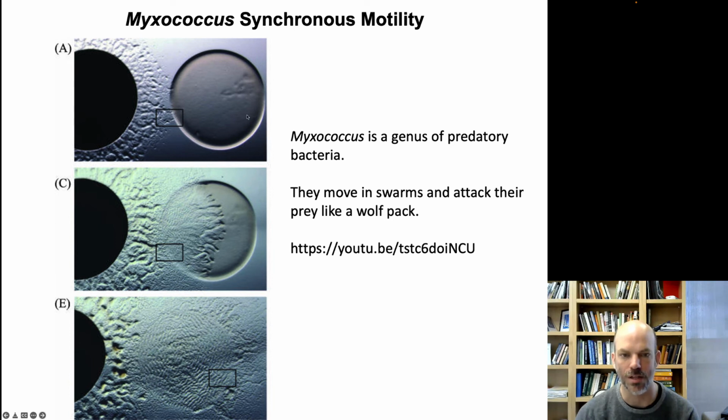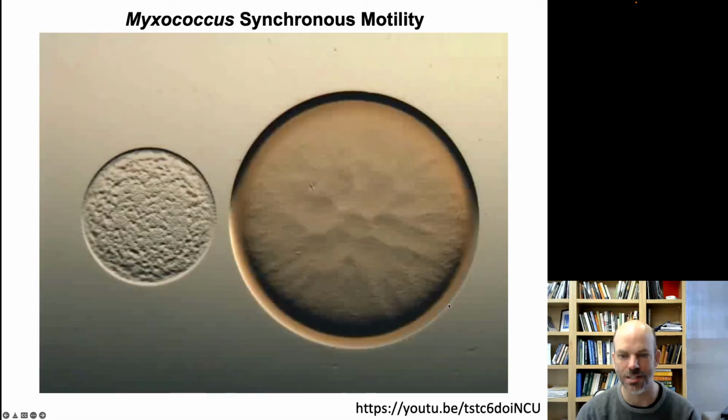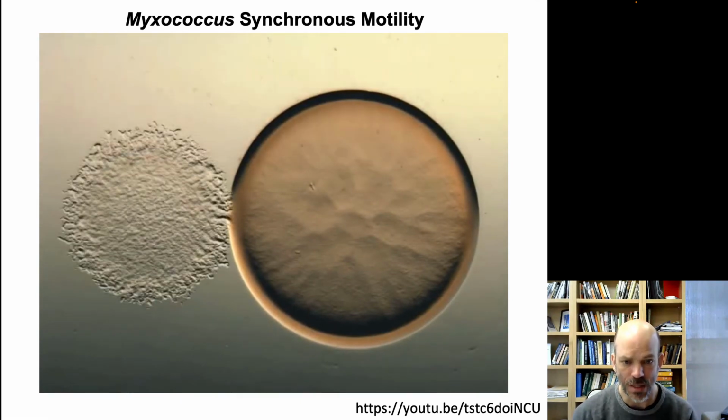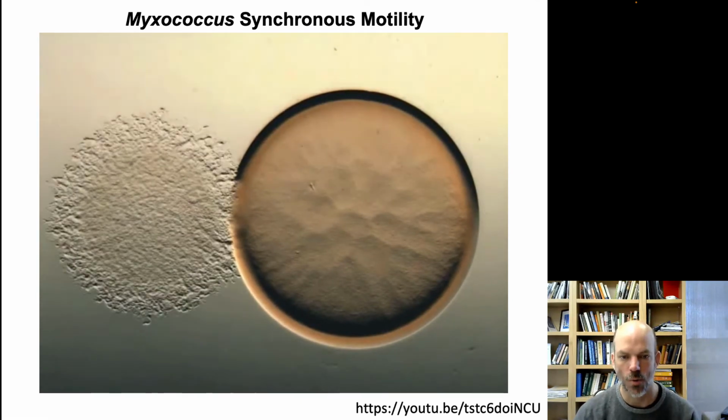So if you imagine a Petri plate and the little dots, the little colonies on the Petri plate of E. coli, here is one colony of E. coli, and here is a swarm of Myxococcus swarming over the E. coli colony and eating it. They've been called wolf packs because of how they swarm over their prey and consume them. And also, wolf packs is a good analogy because they are cooperating with each other.